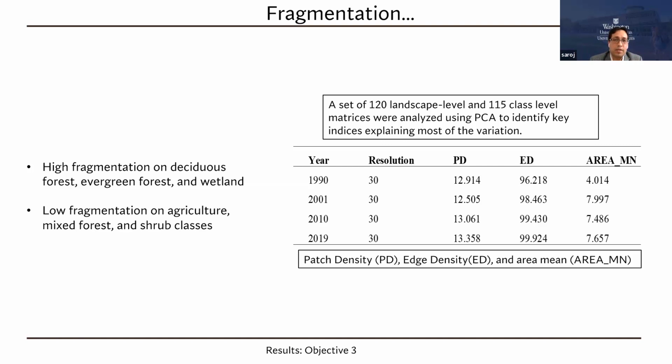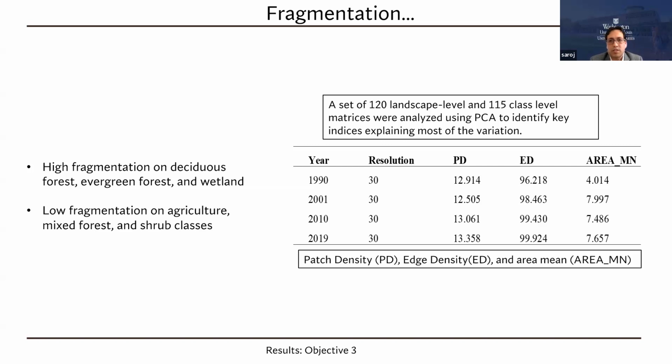Because it's a daunting task to go through every metric, the total is around 215, so it's very hard to go through every explanatory variable. So I use PCA to identify key indices. There I acquired around 5 from landscape and 5 from class-level metrics to explain the fragmentation.